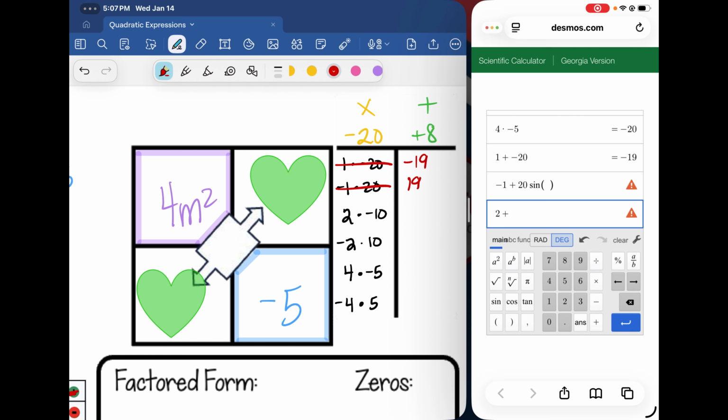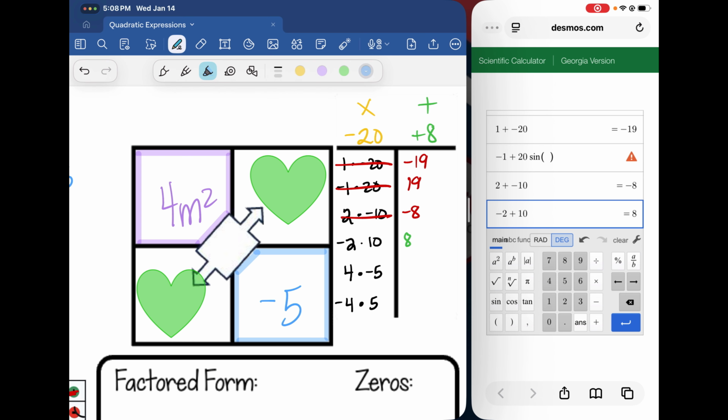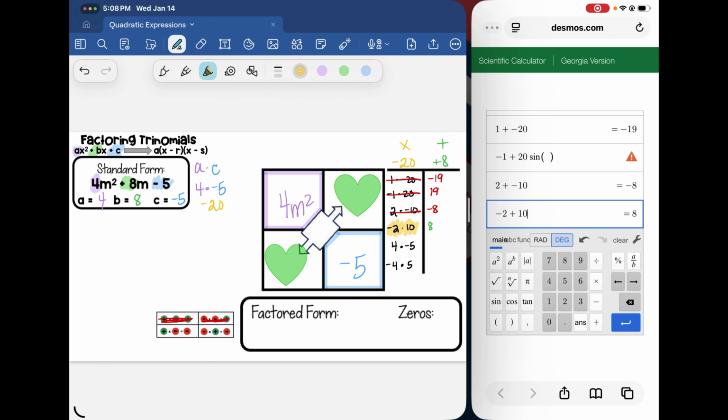2 plus a negative 10 gives me a negative 8. I want it to be a positive 8. So I can't use these two numbers. A negative 2 plus a positive 10 gives me a positive 8. I have found my combination of numbers. These are the two numbers that I want to rewrite my B term as. So in my little green hearts in the corner, I'm going to write a negative 2m and a positive 10m because 10 minus 2 is 8.